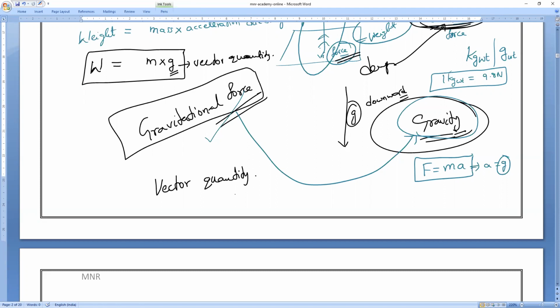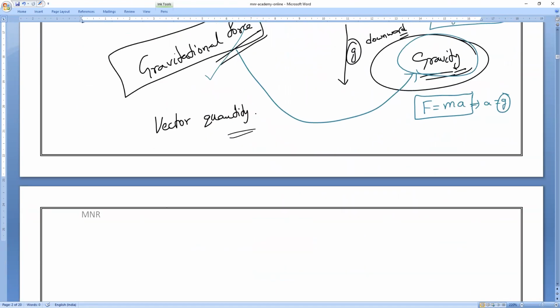Now, it is a vector quantity. Can you tell me, since it is due to gravity, what is the SI unit? What is the SI unit of weight? The SI unit of weight, being a force, is Newton. Or kilogram weight. Newton first. Clear? Newton or kilogram weight.